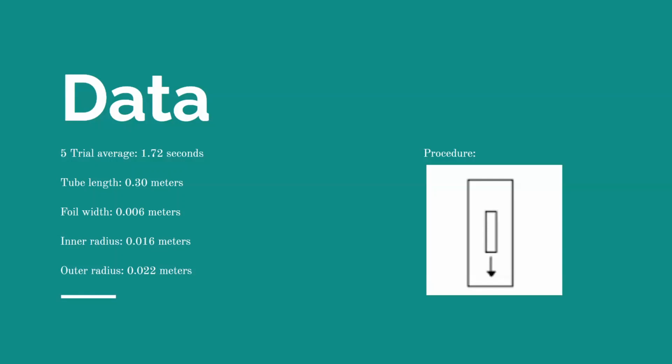The tube length itself was 0.3 meters. The full length was 0.006 meters. The inner radius was 0.016 meters. And the outer radius is 0.022 meters.